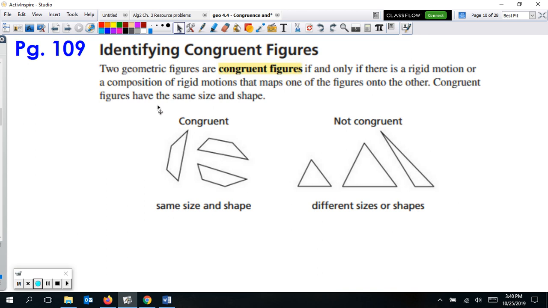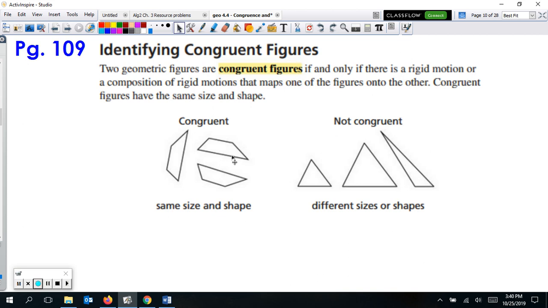And it says congruent figures have the same size and shape. So we've been talking about so far our translations, our reflections, our rotations, and those are all rigid motions, as we said. And so congruent figures are rigid motion or compositions of rigid motions. So if you have a transformation that's a translation, reflection, or rotation, it's going to give you 2 figures, your new figure and your original, and those will be congruent figures.